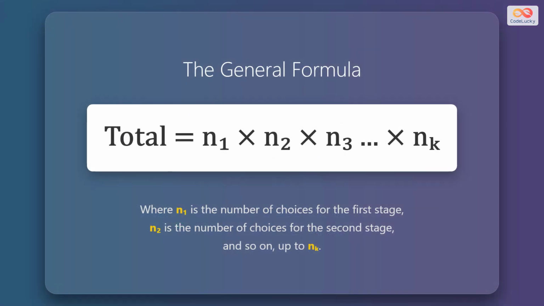This leads us to the general formula. If you have multiple stages, labeled 1 through K, and each stage has a specific number of options, labeled N1, N2, and so on, you simply multiply these numbers together. The total outcomes equal N1 times N2 times N3, all the way to the last choice.